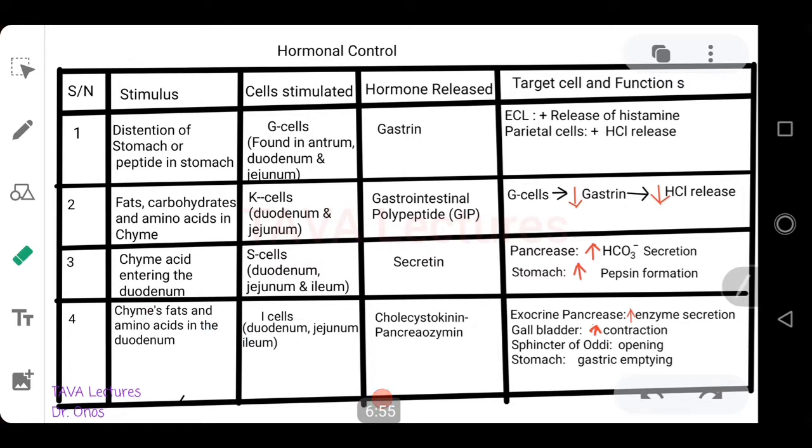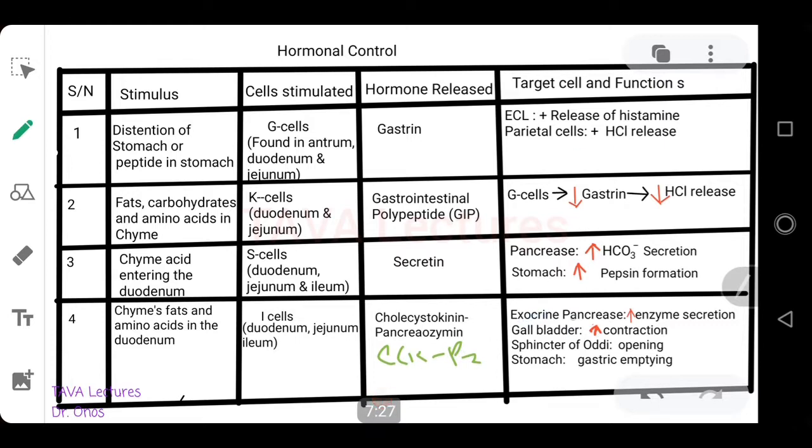Again, the chyme, fat, and amino acids in the duodenum stimulate I cells, which are also found in the duodenum, the jejunum, and the ileum, to bring out cholecystokinin-pancreozymin, sometimes just simply called CCK-PZ. So from the name cholecystokinin-pancreozymin, cholecysto is the gallbladder, so it goes to the gallbladder, and pancreozymin, it goes to the pancreas to cause release of pancreatic enzymes. So let's look at the target cells and the functions.